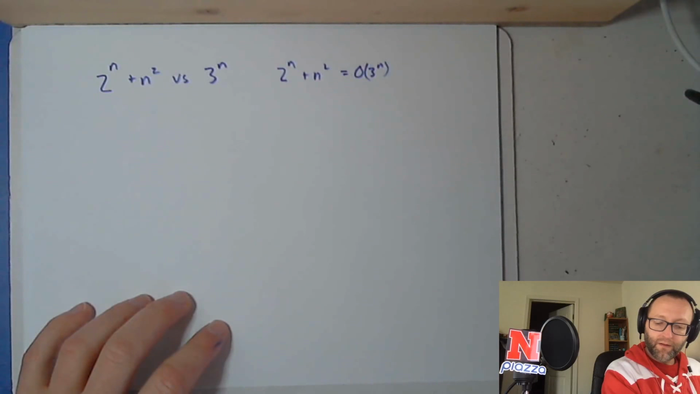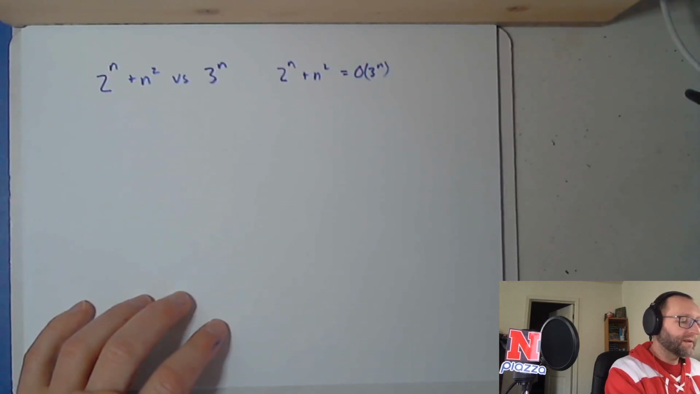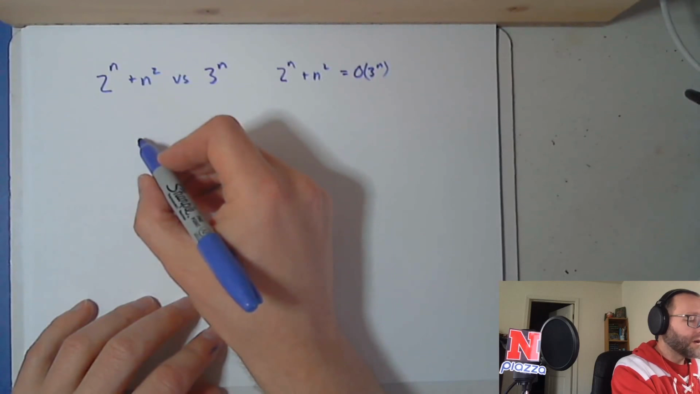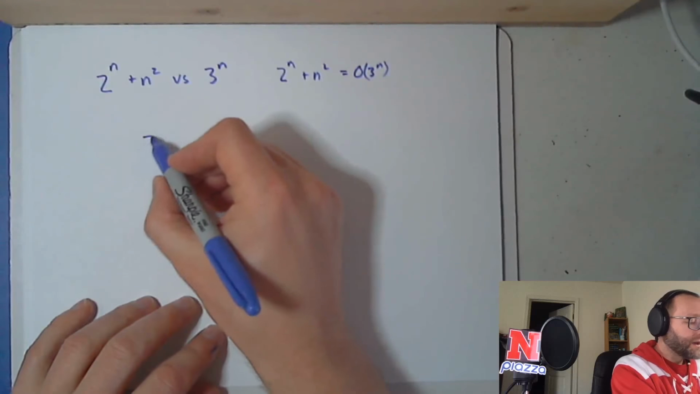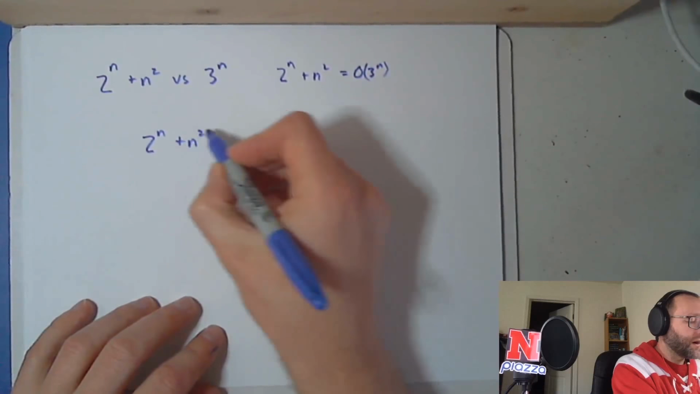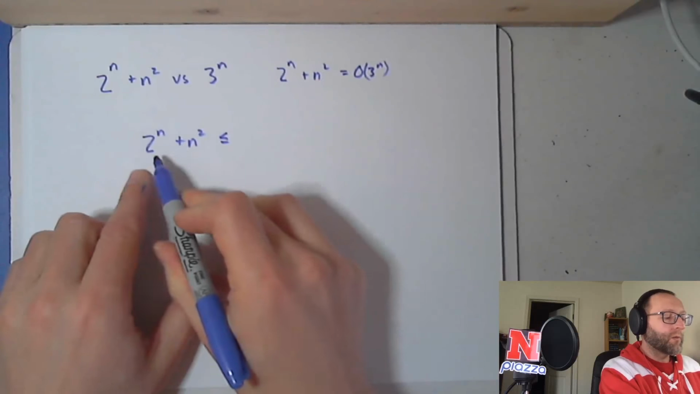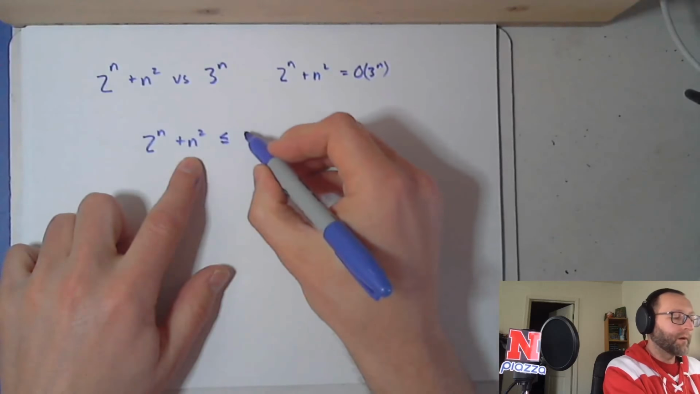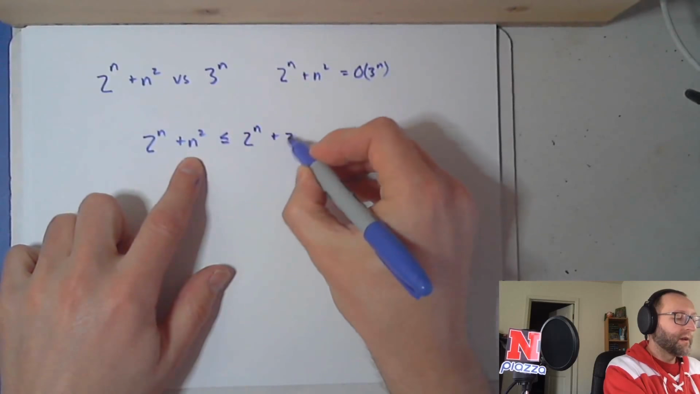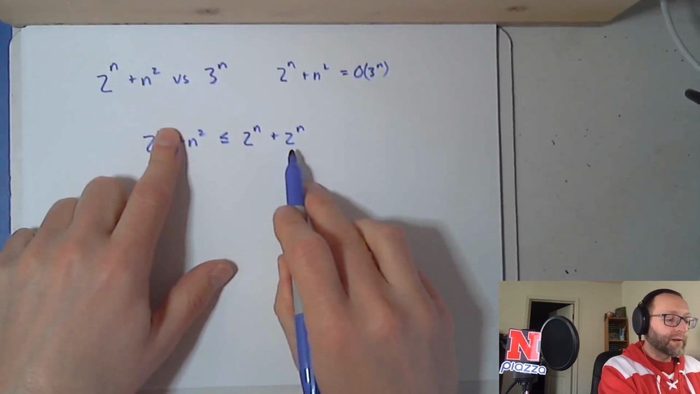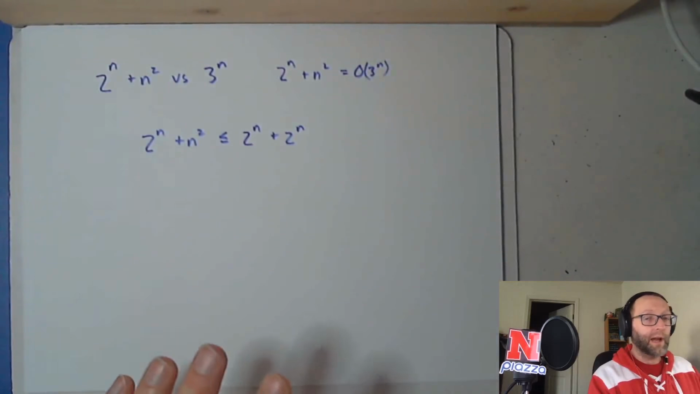I could make this even simpler, I think, than what I had done before. Here's my first attempt. 2 to the n plus n squared is less than or equal to, let me make this term look like this term by making it bigger: 2 to the n plus 2 to the n. N squared is certainly less than or equal to 2 to the n, but you have to establish for what values.